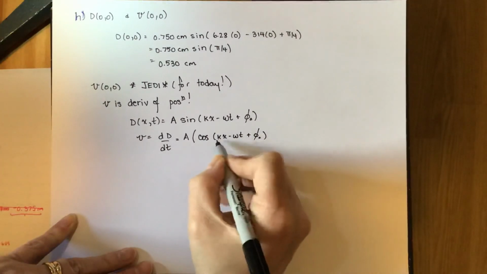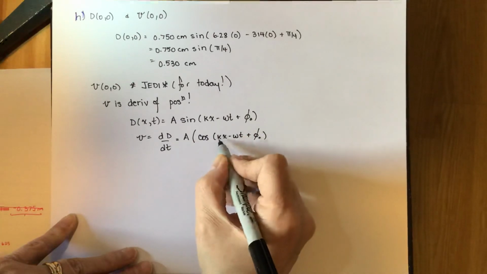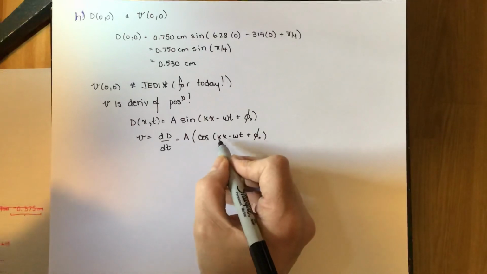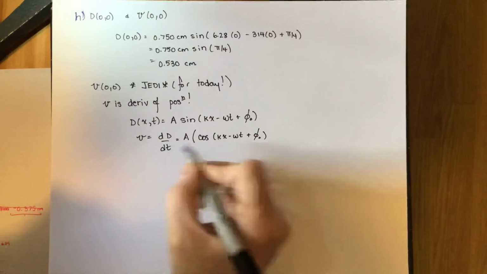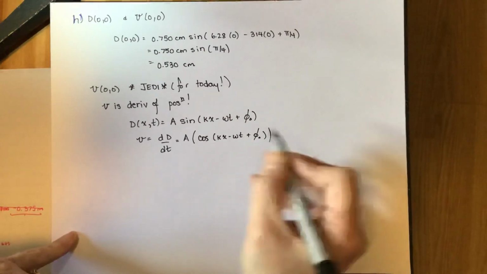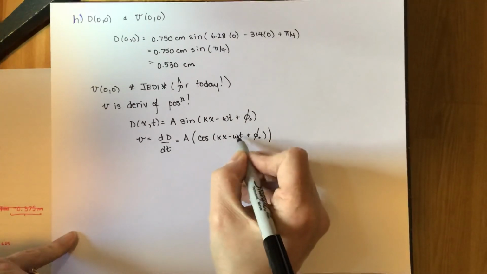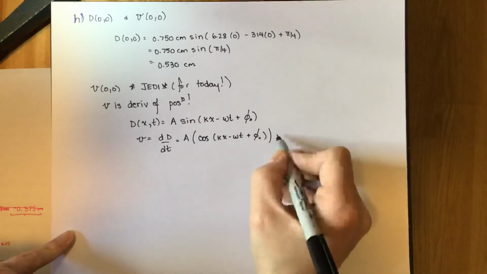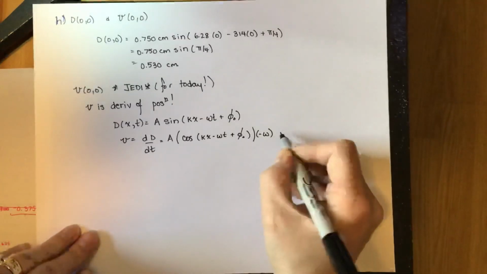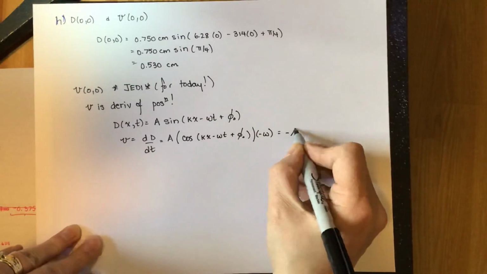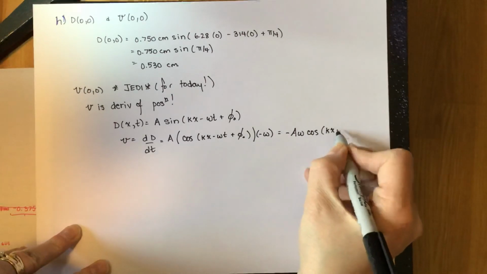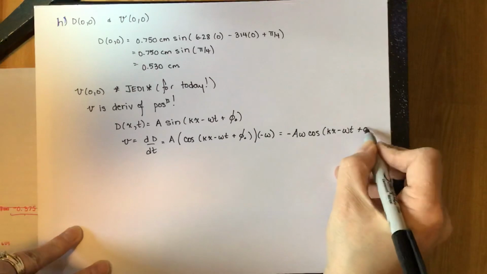And then in our chain rule, we also have to do the derivative of what's inside. Here's where we're going to talk about it a lot next class. When we do the derivative with respect to t, we take everything else as constant. So kx is constant, omega t is a variable, the derivative of minus omega t is minus omega, and the derivative of phi naught is 0. That gives us minus a times omega times cosine of kx minus omega t plus phi naught.